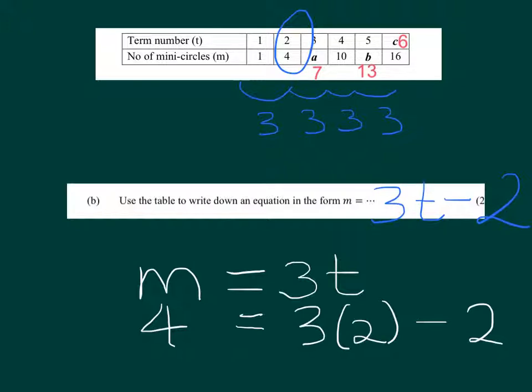Let's try T equals 4. 3 times 4 is 12. 12 minus 2 is 10.